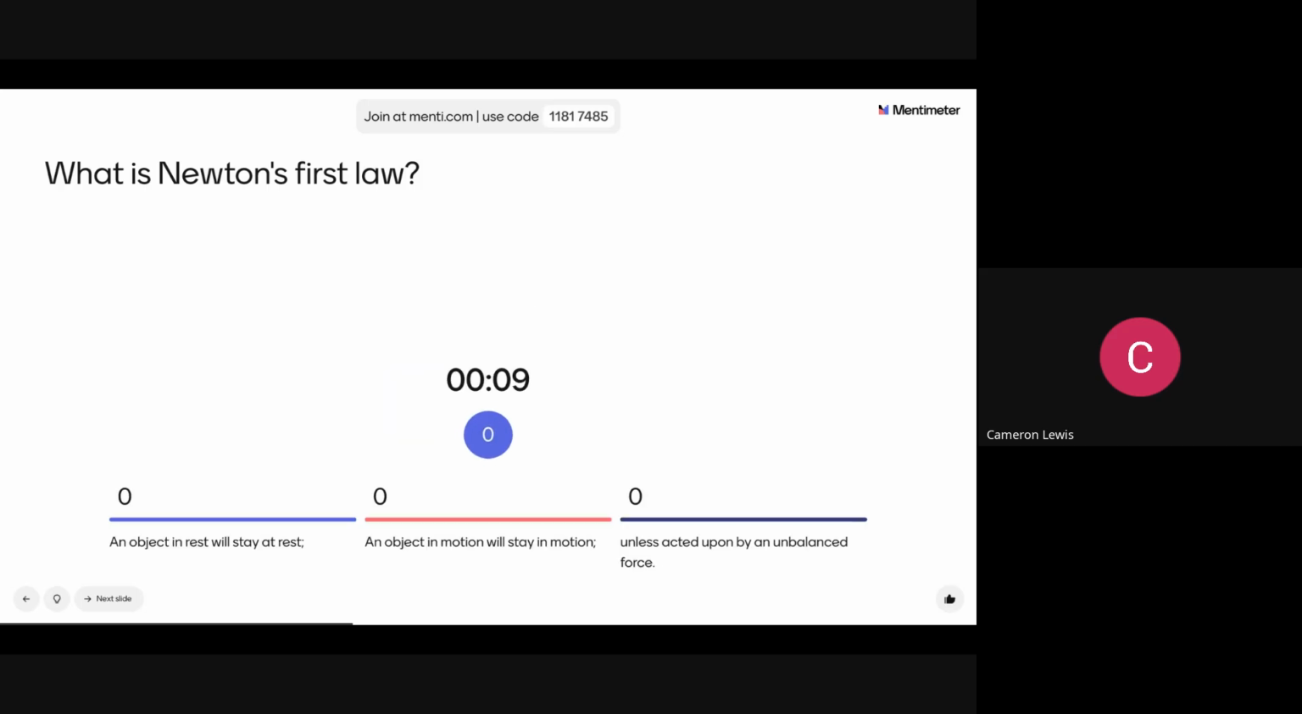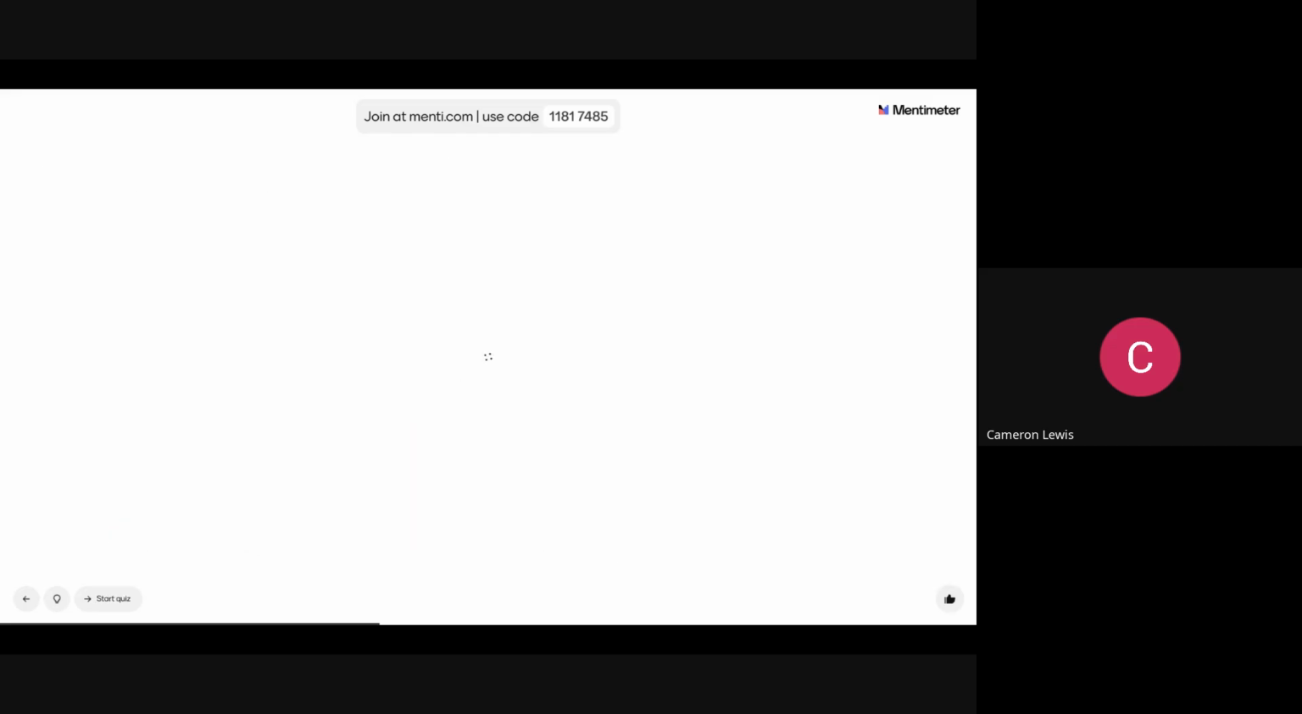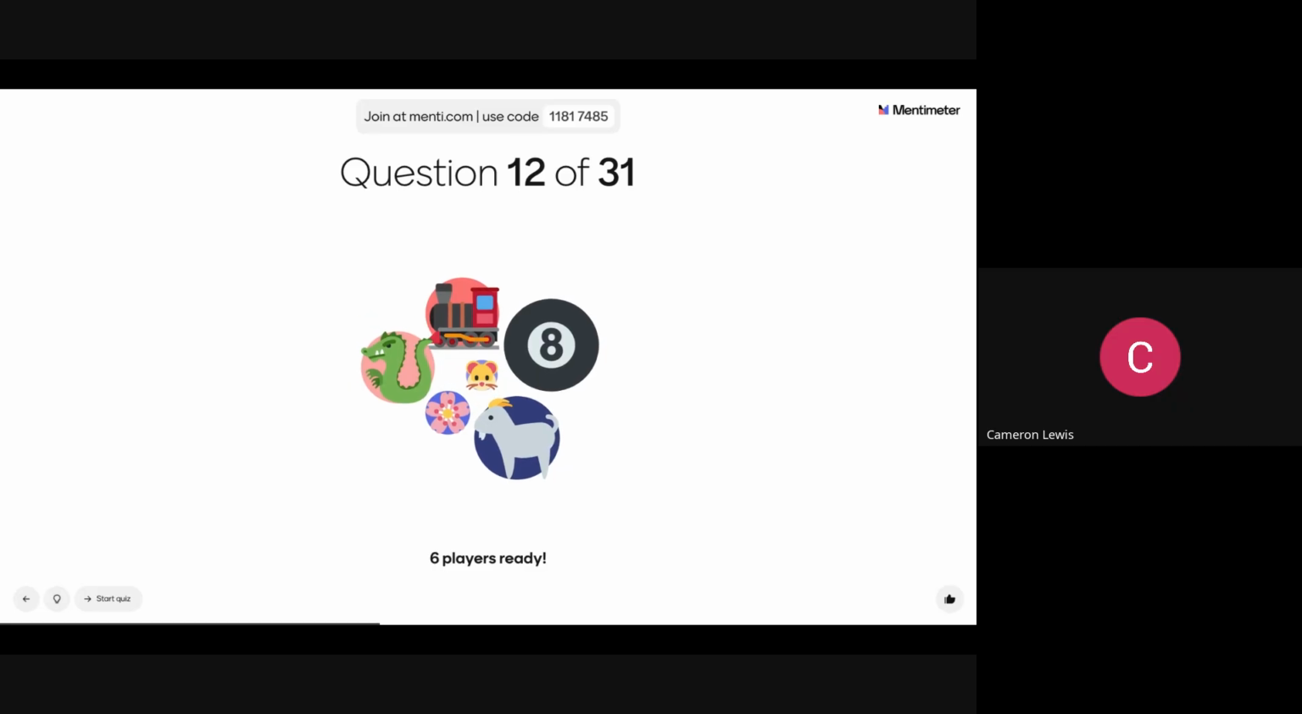What is Newton's first law? An object at rest will stay at rest, an object in motion will stay in motion unless acted upon by an unbalanced force. To be honest with you, it's the whole thing, so I hope you read it all the way through. That's the entire first law. If you read it like that or say it like that, you'll really understand it.